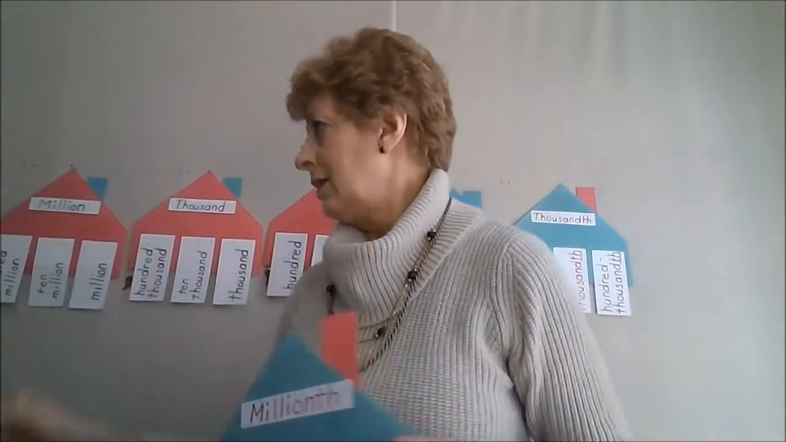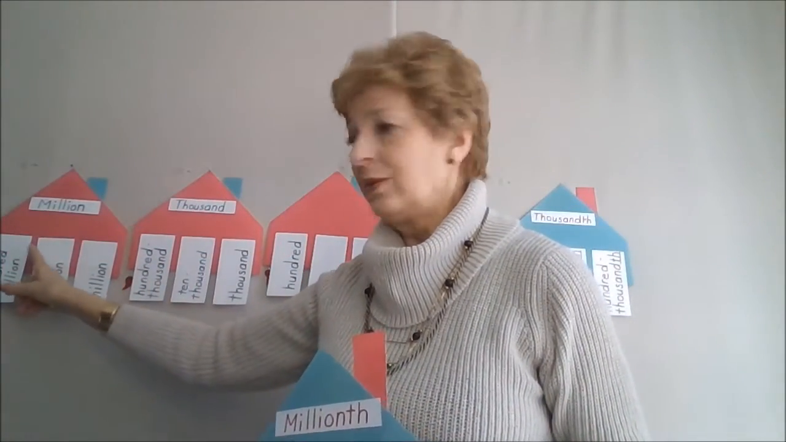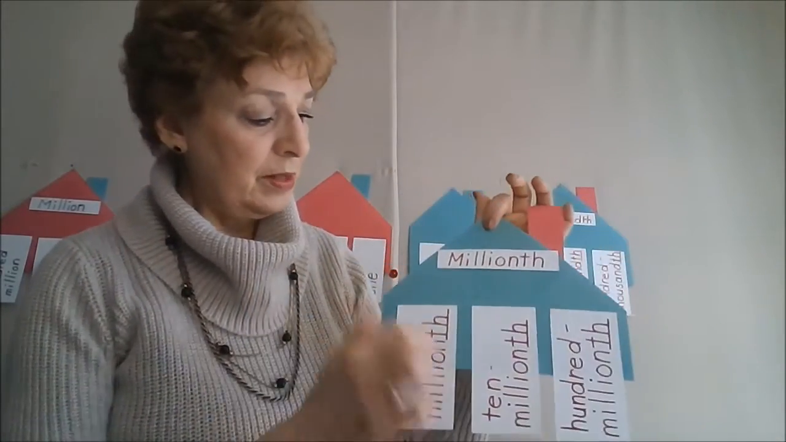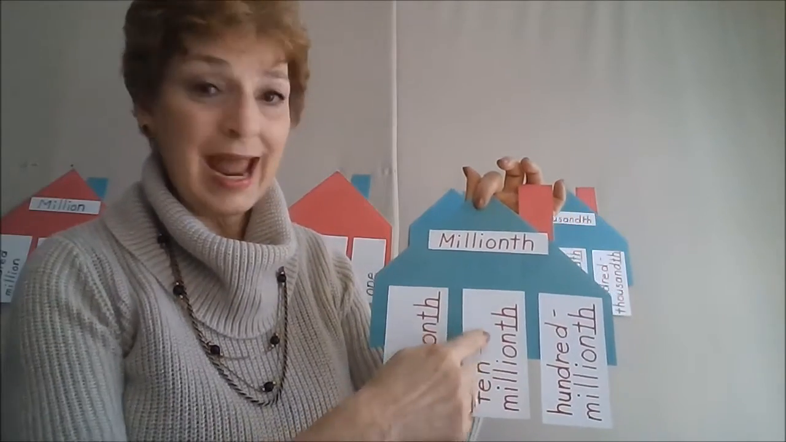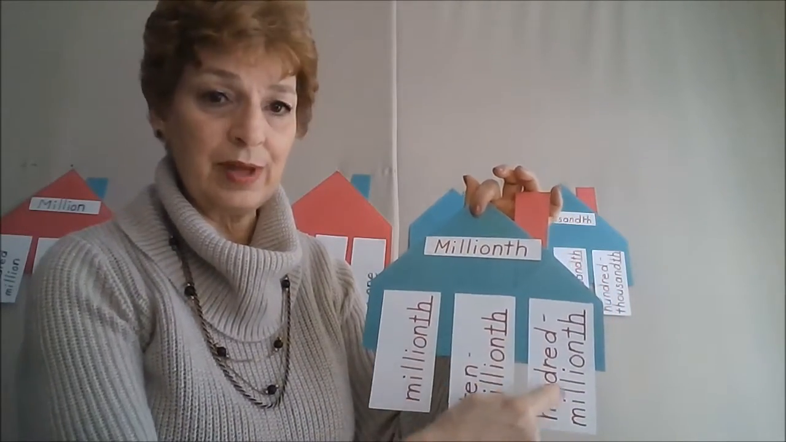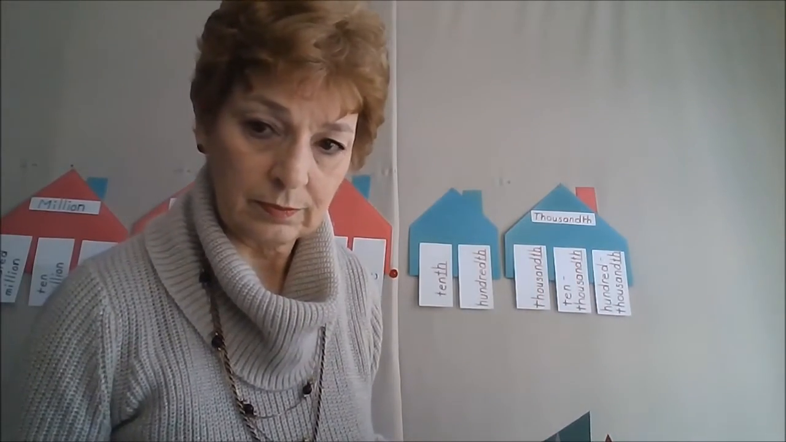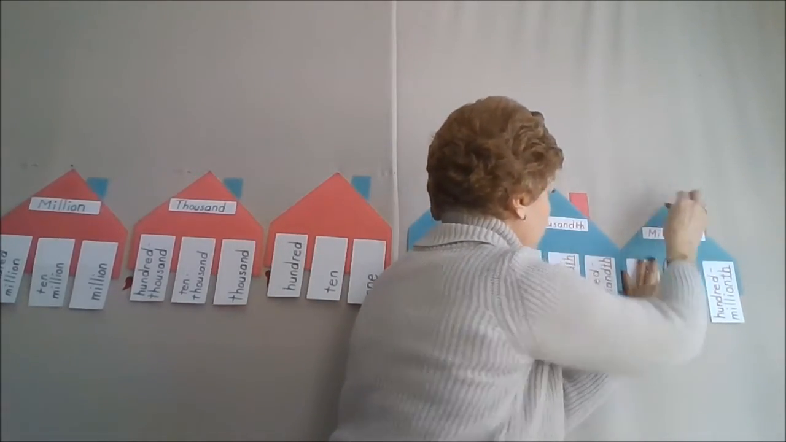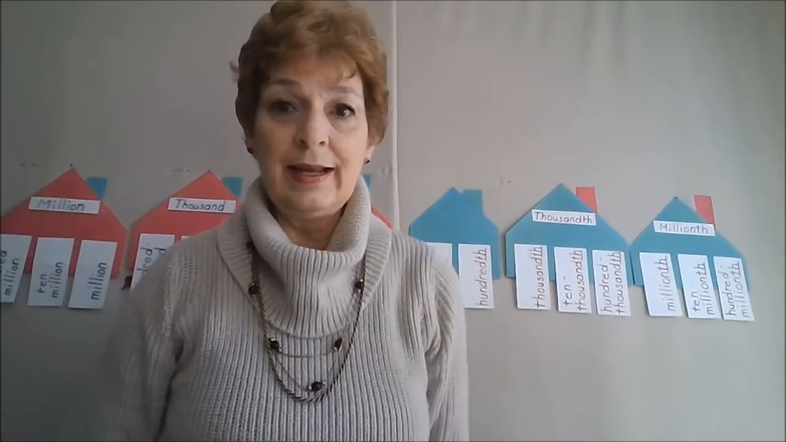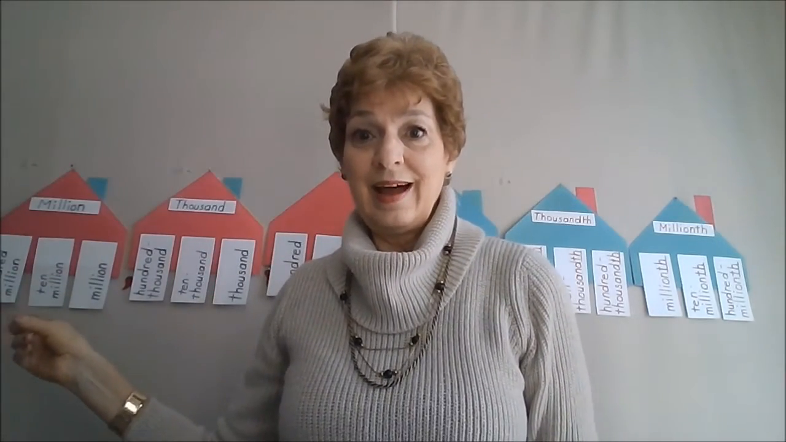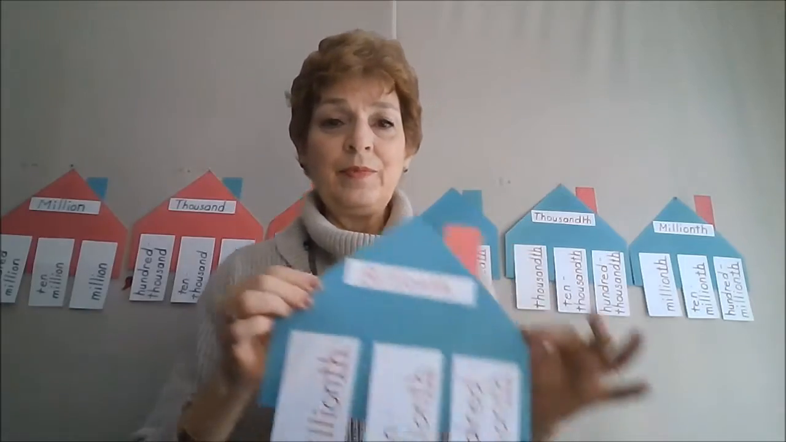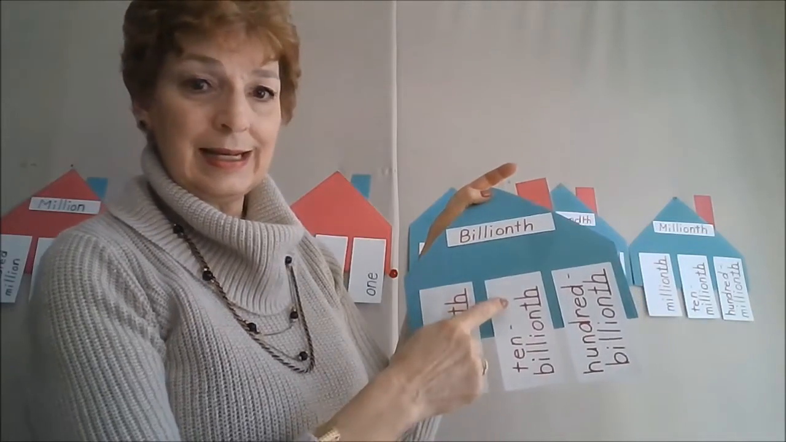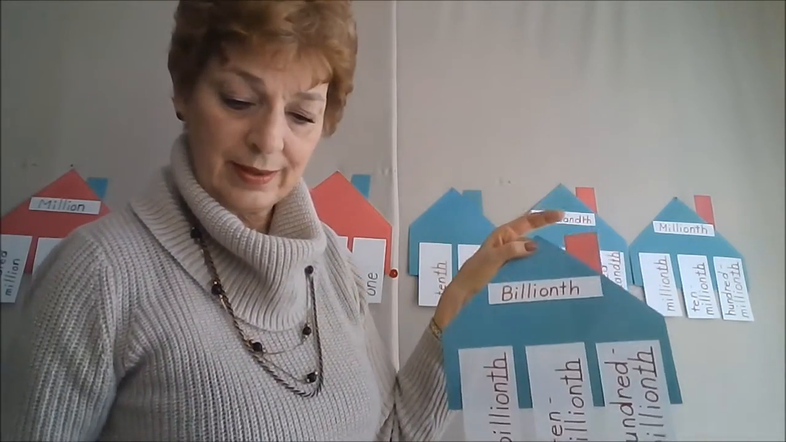On the whole number side, after the thousands family, we had the millions family. And on the fractional side, we have the millionths family. 10 millionths, and 100 millionths. I'll bet you can guess that we have the billions family on the whole number side. We have the billionths family on the fractional side. Billionths, 10 billionths, 100 billionths.